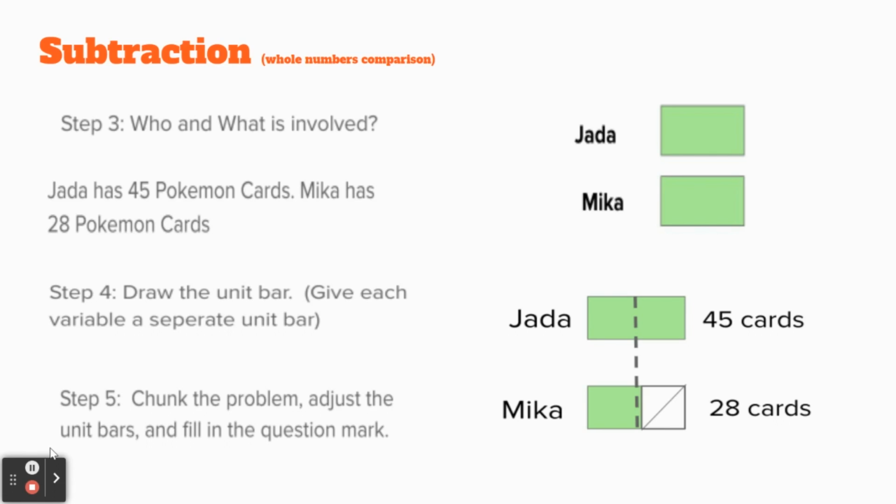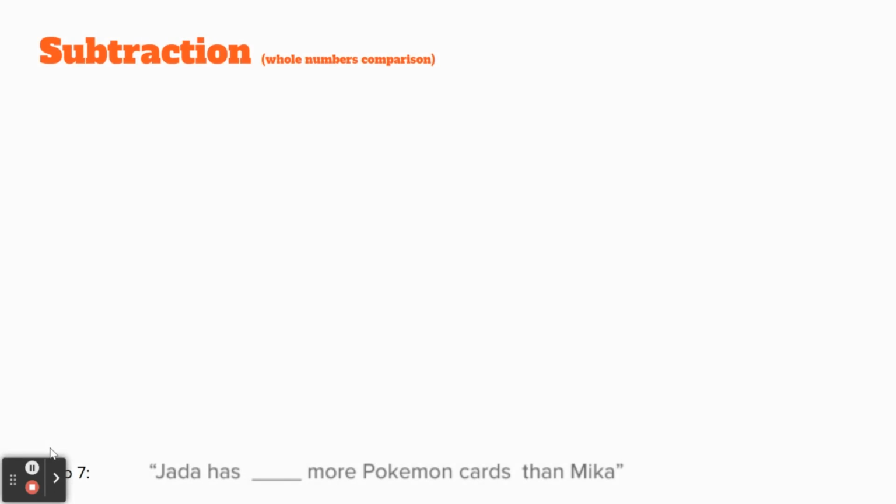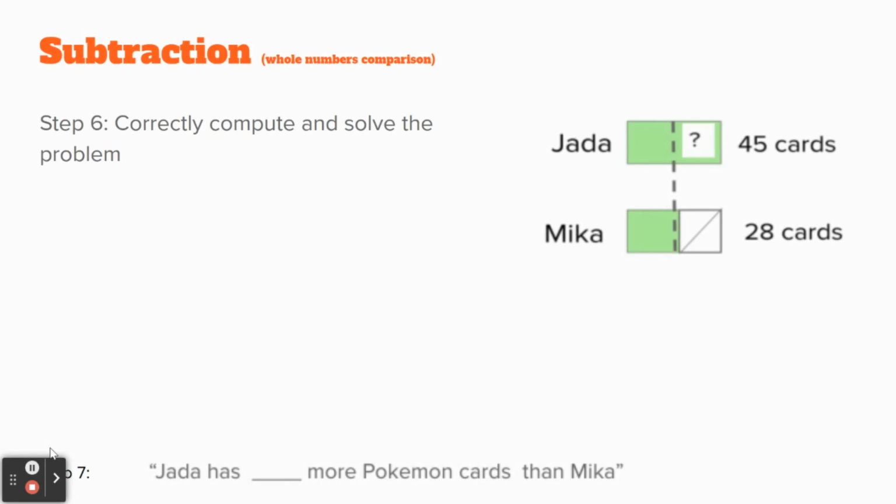Notice here that I've drawn a partition to indicate how much more that Jada has. And now I know where to put my question. I need to find the difference between Jada and Micah. And there we go. So our question, we can then go ahead and begin to solve the problem. You probably already identified that I need to find the difference between Jada and Micah. Your students might have several ways of solving this problem.